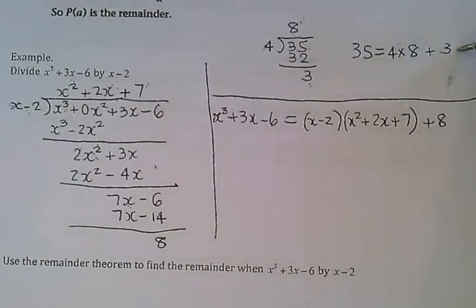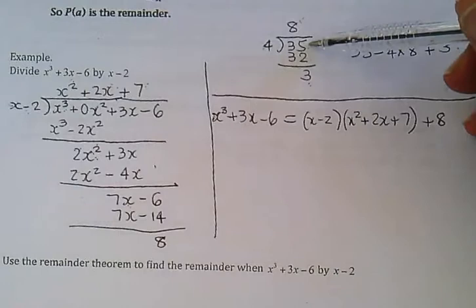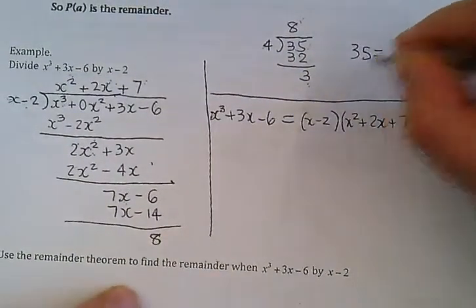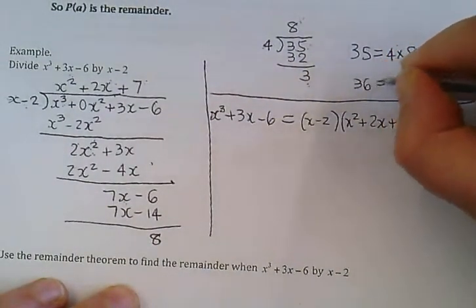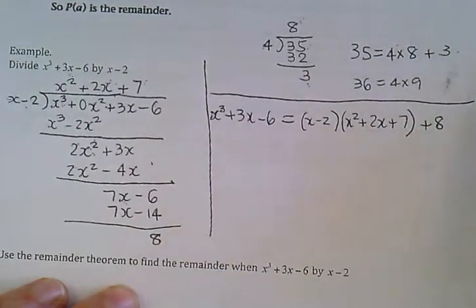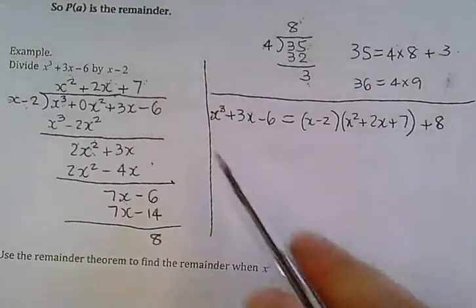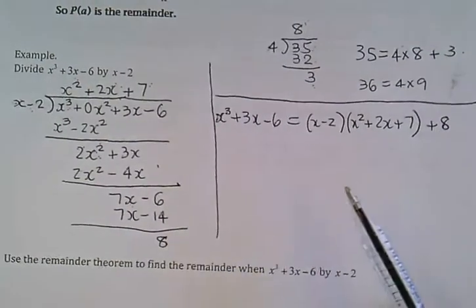I have a remainder here, but if I did 4 into 36, that's just 4 times 9 with no remainder. So sometimes you get remainders, sometimes you don't. All right? Now, my remainder's 8.